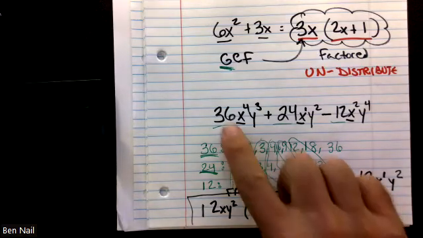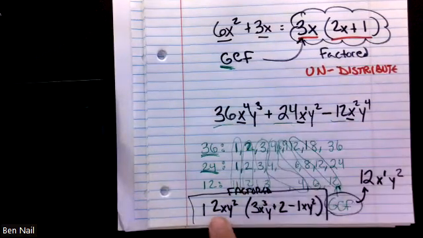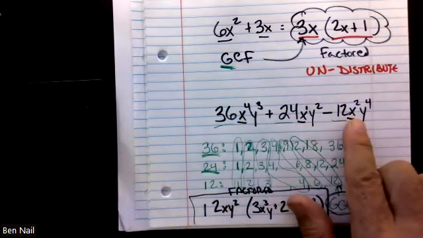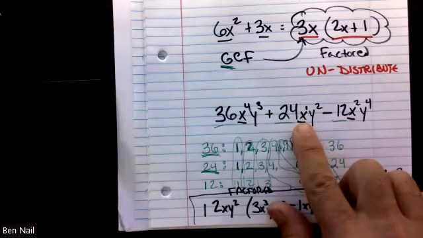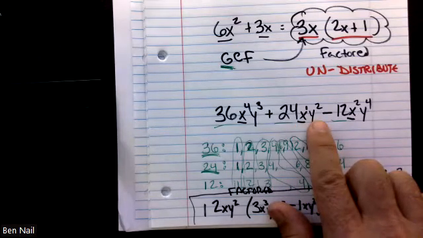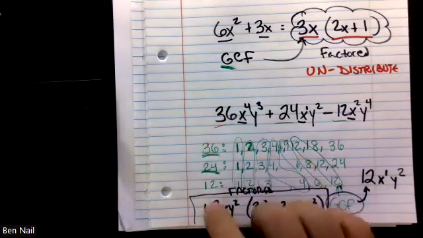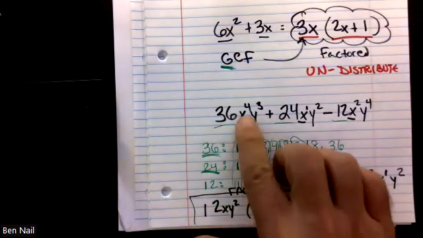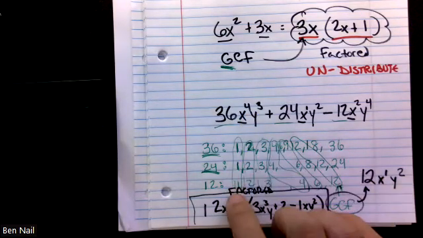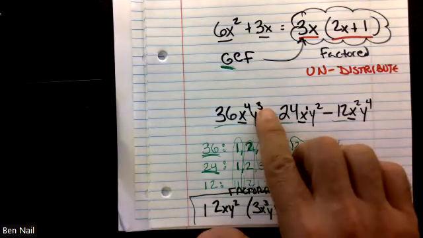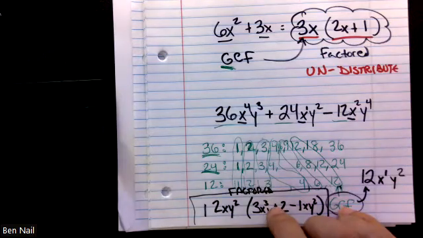Okay, so we look at the numbers and find the greatest common factor. We look at the variables. As long as they all have them, we can factor out the one with the smallest exponent. Then when we figure out what's left over, we divide the big numbers, 36 divided by 12, and subtract your exponents. So 4 minus 1 is where the 3 came from. 3 minus 2 is where that y to the first came from.